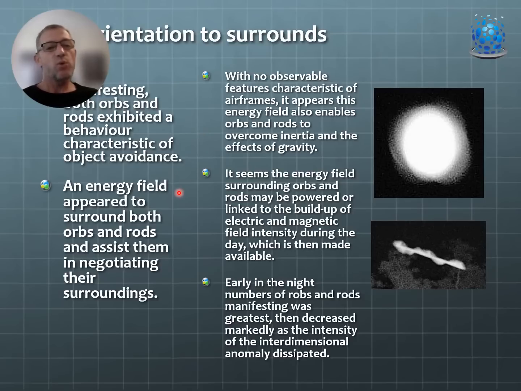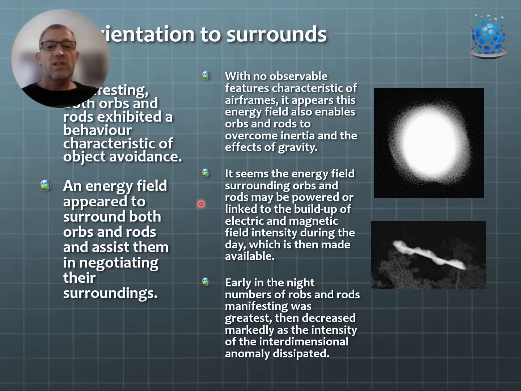Now what's interesting is we talk a lot more about the energy field that appears to surround the orbs and rods and assist them in negotiating their surroundings. Now in presentations 1 and 2 we talk about a signature that we picked up that may have something to do with object avoidance and orientation to surrounds as well. So again, look at the previous presentations for a discussion on that. There are no observable features characteristic of airframes, so it appears the energy field enables orbs and rods to overcome inertia and the effects of gravity and orientate themselves to their surrounds.